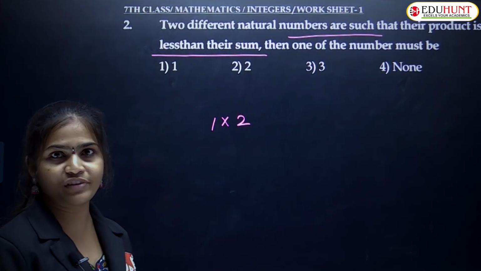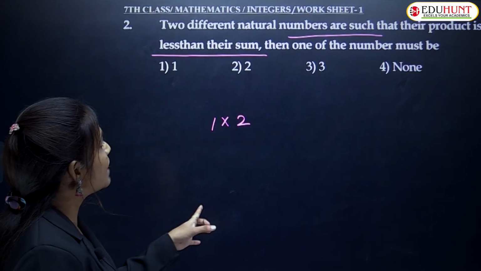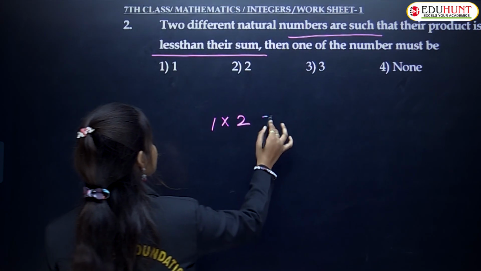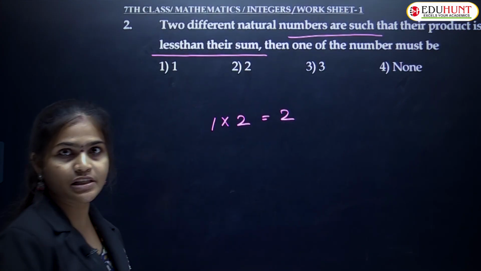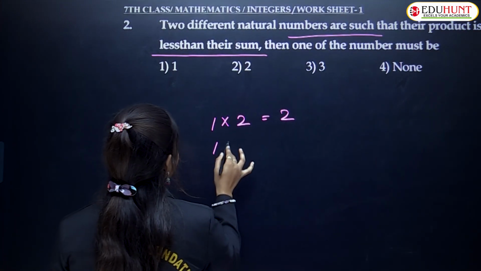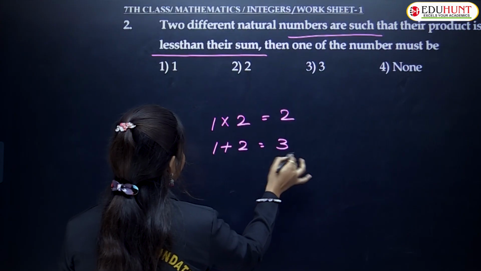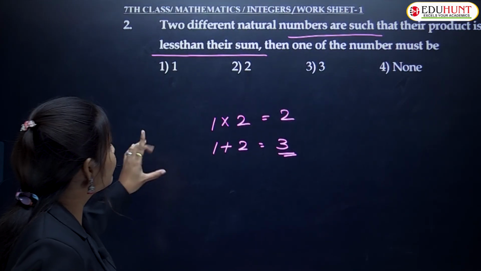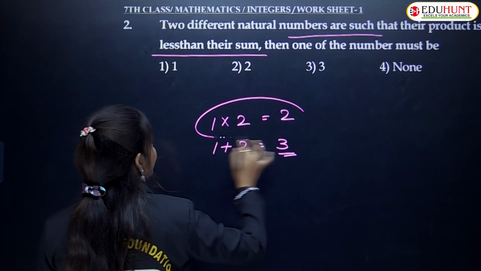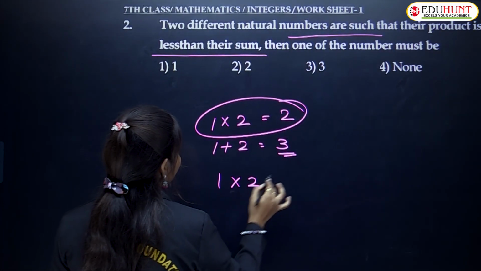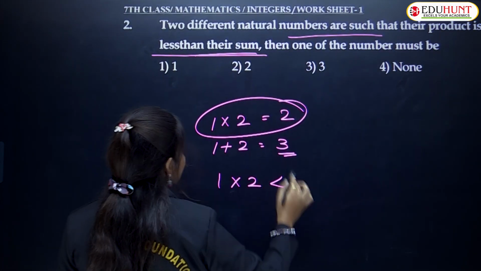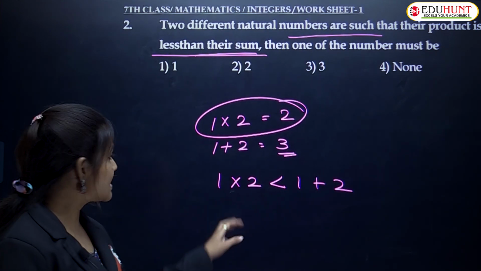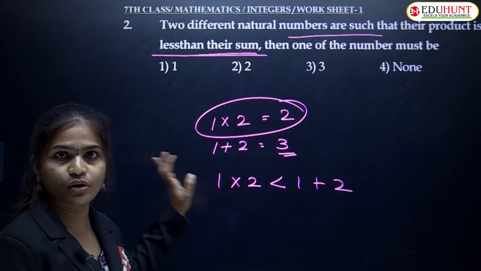Let 1 and 2 be two different numbers. Their product is 2, and the sum of the numbers, 1 plus 2, is equal to 3. What they are saying here is that their product, 1 into 2, is less than their sum, 1 plus 2. Understand? I just took 1 and 2, so we got this.